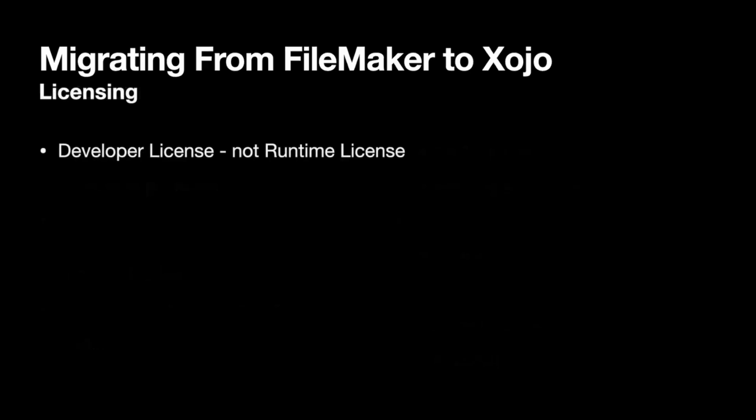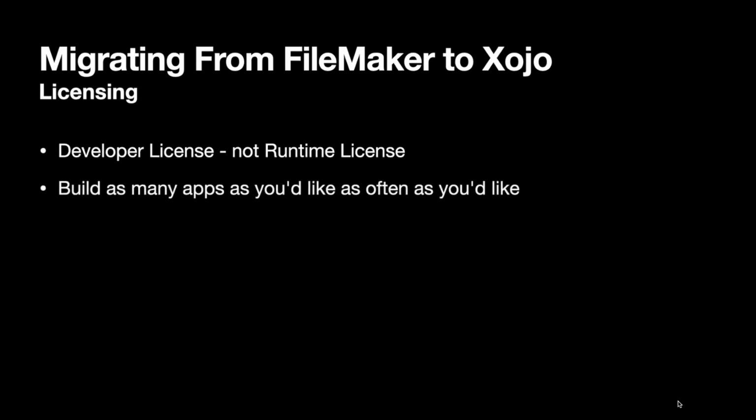All right, let's talk about licensing. So Xojo is a developer license. There's no runtime license. You're buying a license yourself for you to build apps. There's nothing that your end users need to buy. You can build as many apps as you want, as often as you want. There's no limits there. When you buy a license for Xojo, you get 12 months of updates.